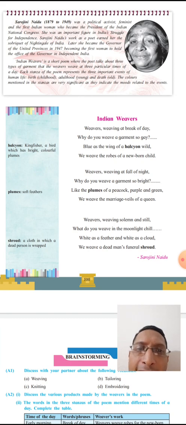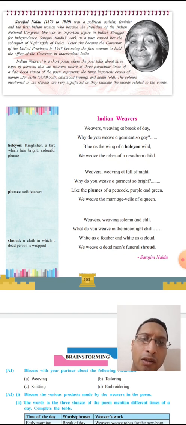Weavers weaving at break of a day. Now, break of a day means the dawn, early in the morning. Why do you weave a garment so gay? Now, here gay means very happily. In the morning, you are looking so happy and very happily singing songs. You are weaving on the charkha or on that machine at the break of a day, in the early morning.